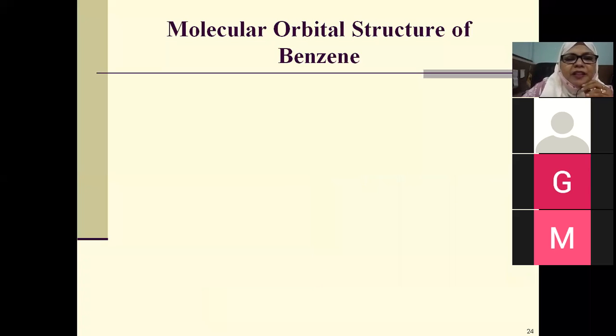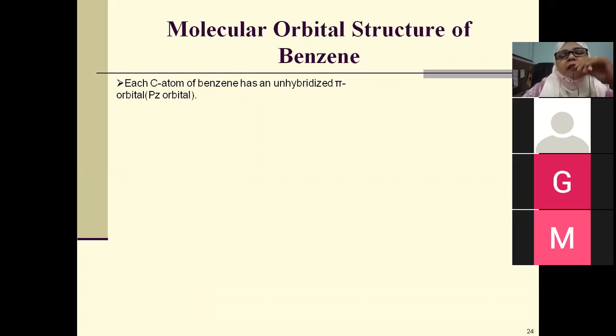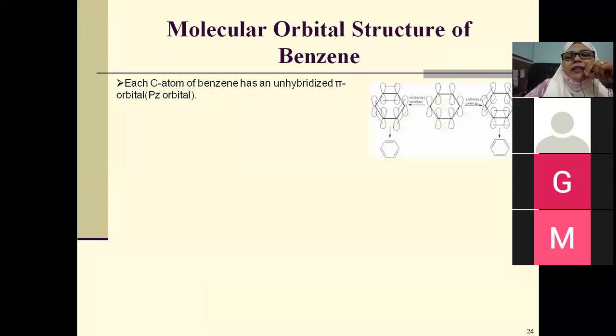Molecular orbital structure of benzene, we will see in a more explained form. Now here each carbon atom of benzene has an unhybridized p orbital. Pi orbital we have said, that is the pz orbital. So this is the structure of benzene, and all the carbon atoms of the benzene ring have a p orbital on them. That is, it is a pi orbital, and it forms overlapping of pi orbitals with each other on the adjacent carbon atoms to form the pi bond.